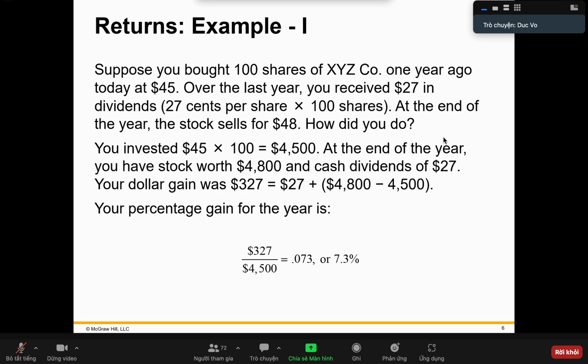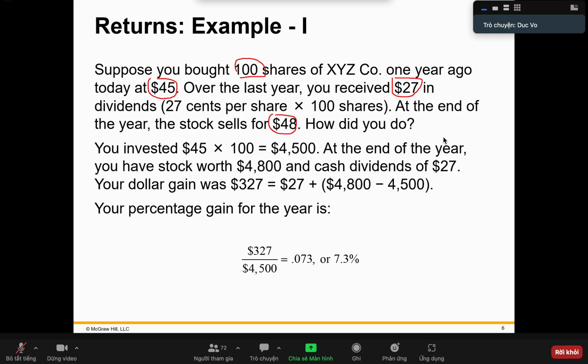So now we look at an example. Assume that you bought 100 shares. For one share it costs you 45. Over the last year, you receive 27 cents per share and you have 100 shares, so the dividend you receive is 27. And at the end, you can sell it for 48.